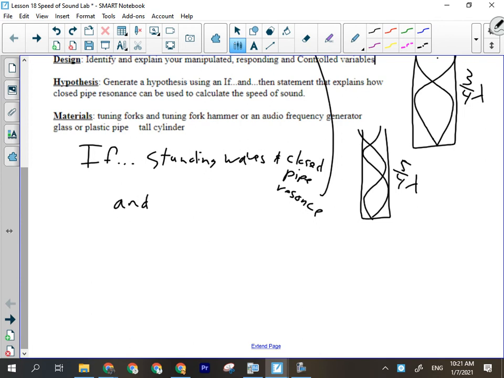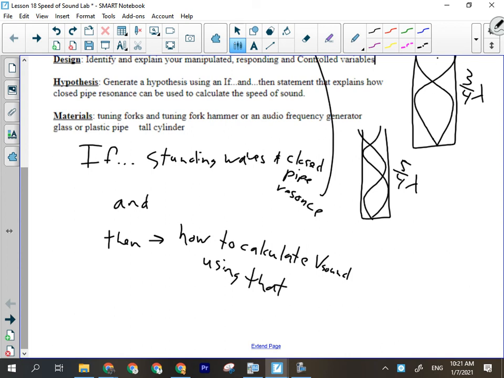so the length of the different resonant points is going to be recorded. The then part needs to tell me how you're going to calculate the speed of sound using that data. So basically, how did you solve any of the problems we did on air columns and standing waves yesterday? That would be the then part of your hypothesis.